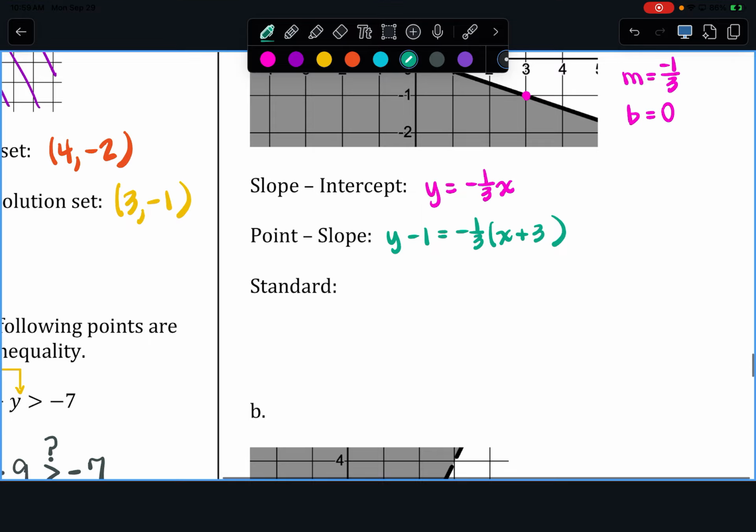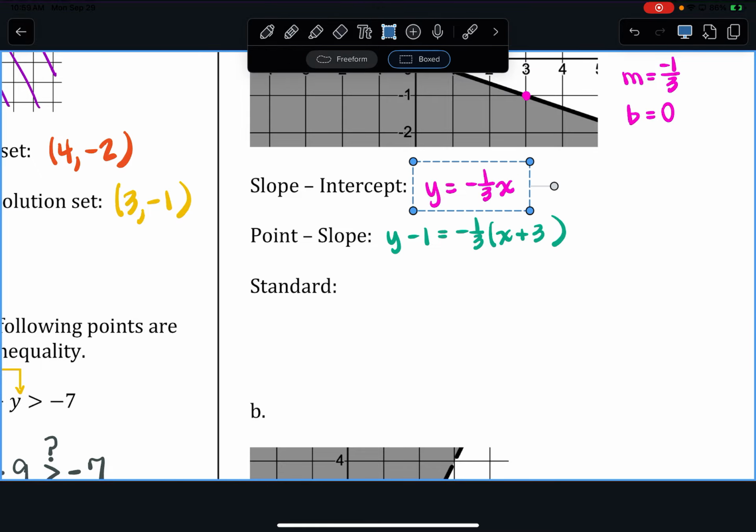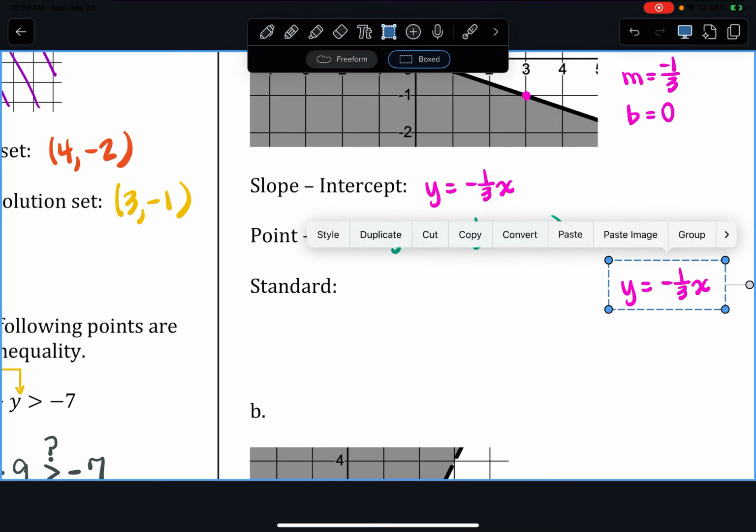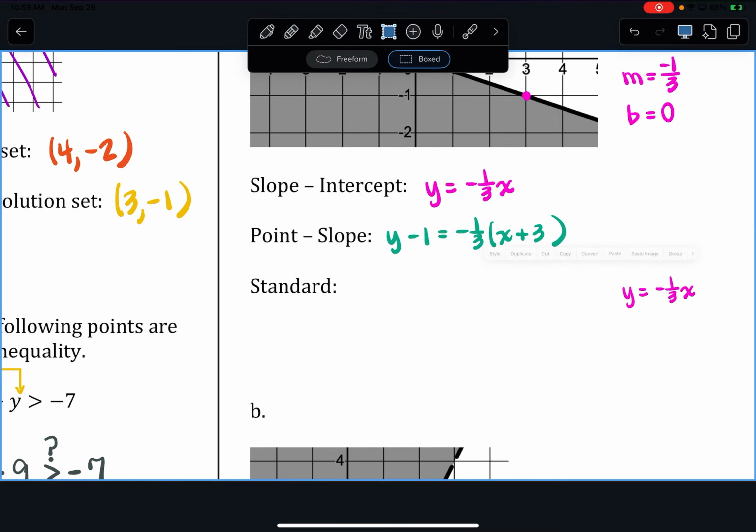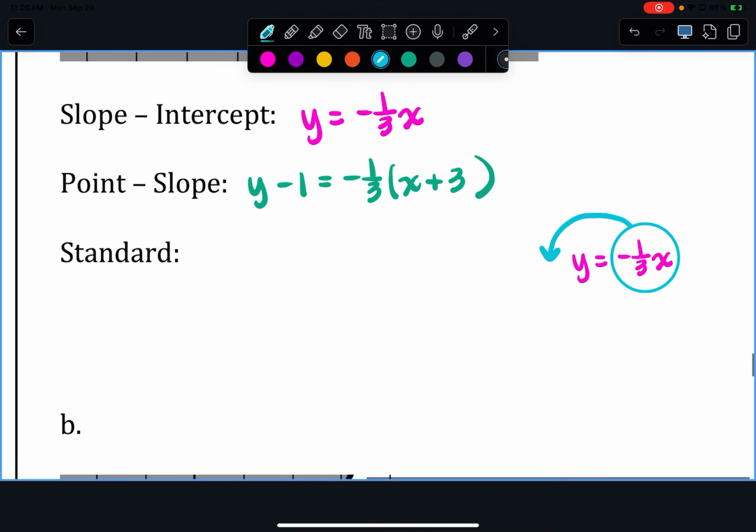All right. And then, of course, I need standard form. Well, I'm going to use my slope-intercept form. I'm going to copy and paste that over here, right? I'm going to do all of my work with this guy. Okay. So there. All right, so I'm going to pick up my negative 1/3 x and move him over here to join my y's, which is going to give me 1/3 x plus y.